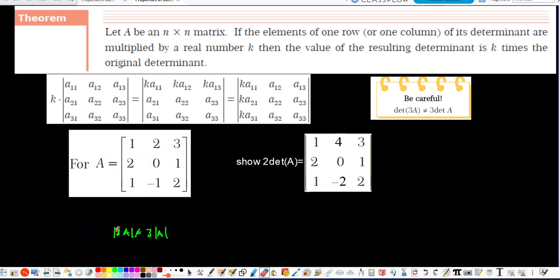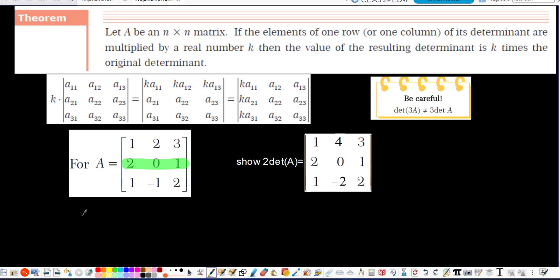Here on this exercise, the matrix A is given, and the second column is multiplied by 2. So we are going to prove that the determinant of this matrix is double that of the first matrix. For this, first we are going to calculate the determinant of A. Let's calculate the determinant of A.